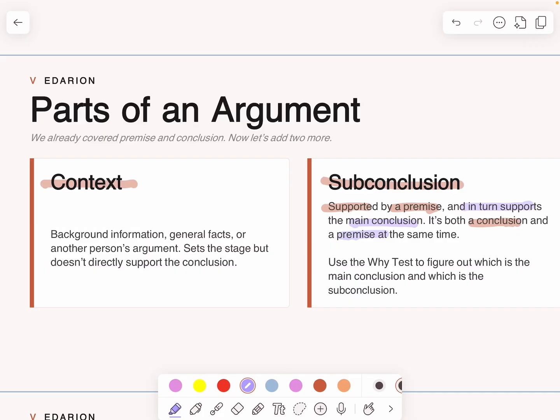You can also use the Why test here to figure out whether what you're looking at is either the subconclusion or the main conclusion. And if you're wondering what that is, definitely go back and review the module for the main conclusion question type. I've listed it above, so that way you can just review it.